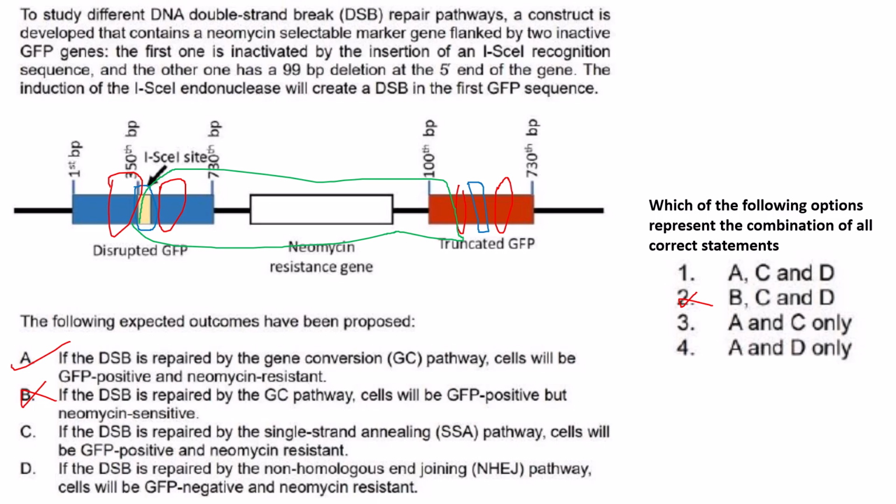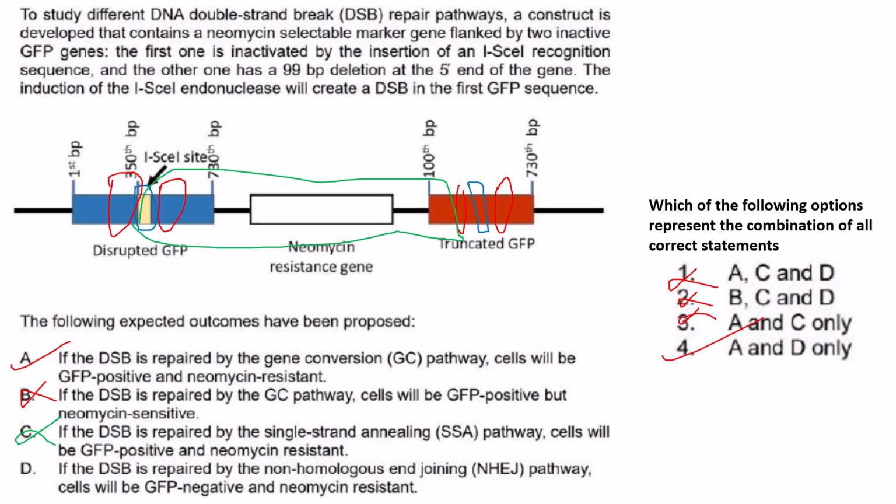So what do you think? Will the cells be GFP positive? No, this portion is deleted. Neomycin is not there at all, so they will be neomycin sensitive. So the answer for C will be wrong. Okay. If double-stranded break is repaired by single-strand annealing pathway, cells will be GFP negative and neomycin sensitive. So C is not correct. That makes option 1 gone, option 3 gone. So what is left out? A and D, that will be the answer.